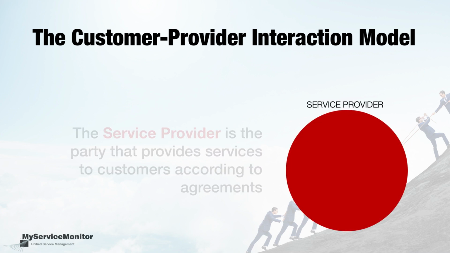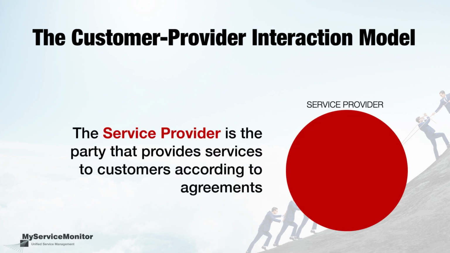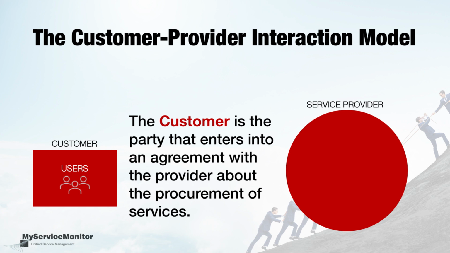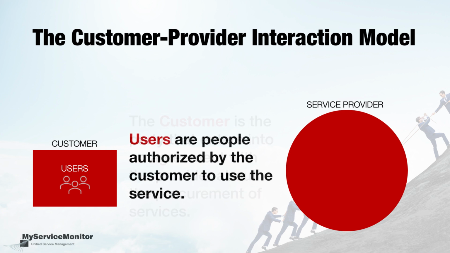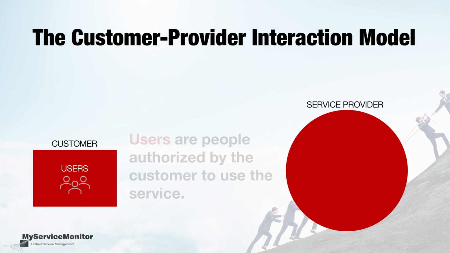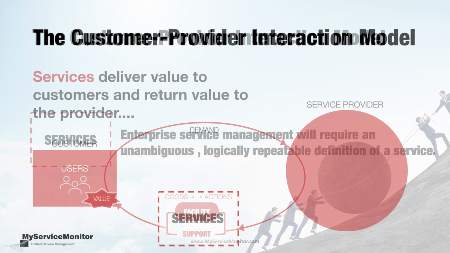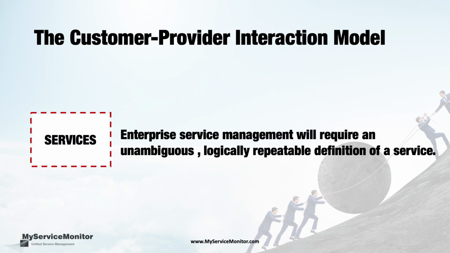The service provider provides services to customers based on agreements. The customer is the one that enters into the agreement with the provider. And the users are the people who are authorized by the customer to use the service. Services deliver value to customers and return value to the provider. So how does the USM method define a service?